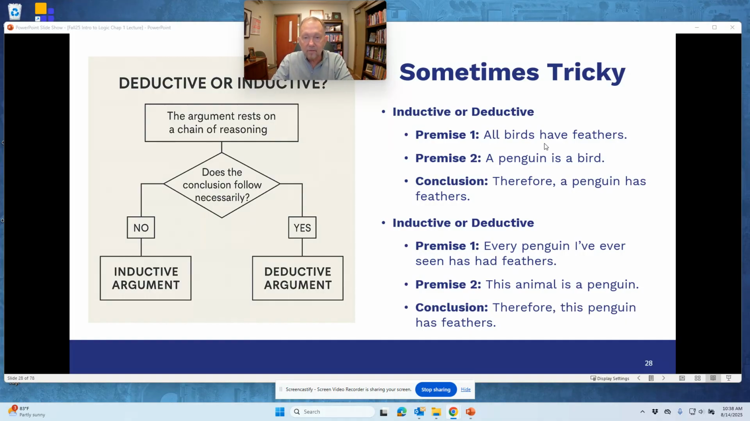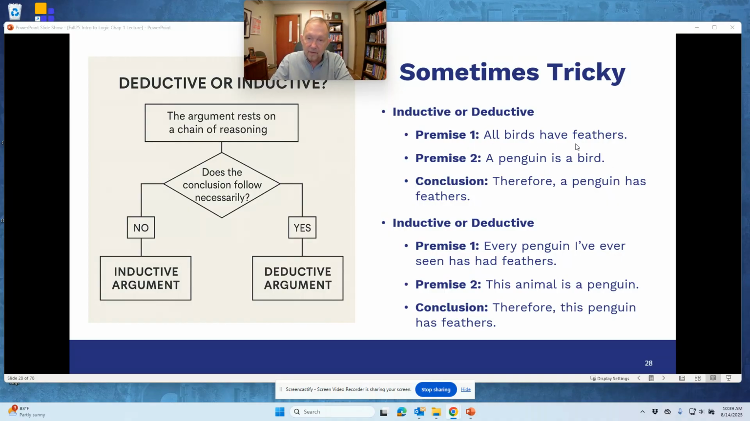So think about this. All birds have feathers. A penguin is a bird. Therefore, a penguin has feathers. All right. So is this inductive or deductive? Well, all birds do have feathers. Even flightless birds have feathers. A penguin is a bird. Okay, we agree with that. Therefore, a penguin has feathers. If this is true, this has to be true, right? And here's the kicker. If this were not true, then this would not be true.